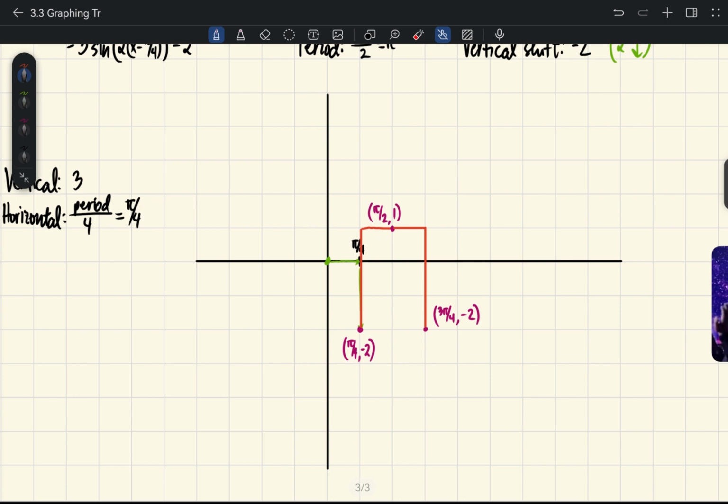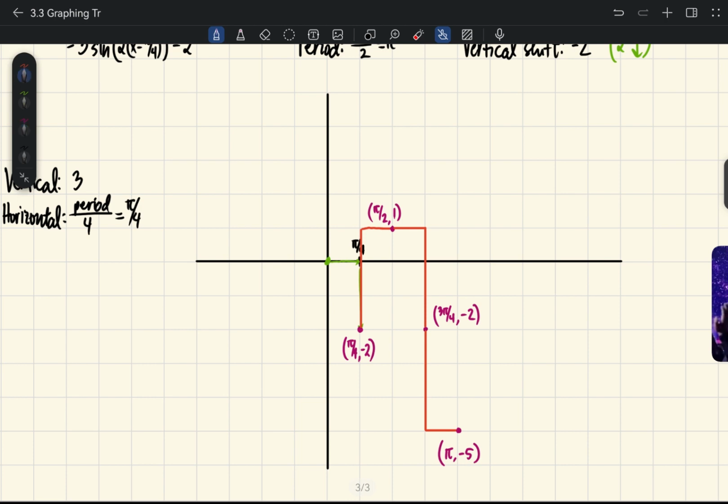Then after that, we move 3 units down, 1, 2, 3, and pi over 4 units to the right again. So for this point, we add pi over 4 to the x-coordinate. So 3 pi over 4 plus pi over 4, that gives us pi. Then for the y-coordinate, since we went down 3 units, we have to subtract 3. So negative 2 minus 3, we have negative 5.